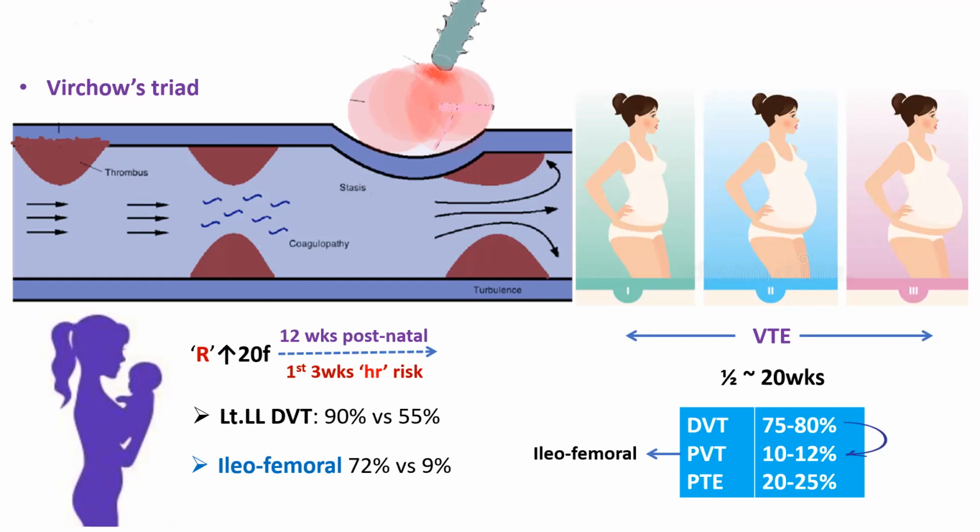Just for us to remember, the risk happens equally in all trimesters, but after 20 weeks the risk is much higher. Left lower limb DVT is more common, and risk increases 20-fold even up to 12 weeks postnatal. So one needs to keep this in mind.